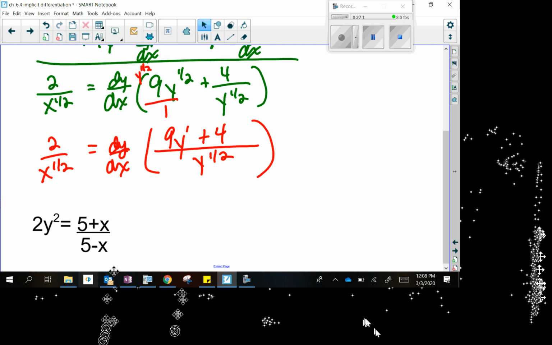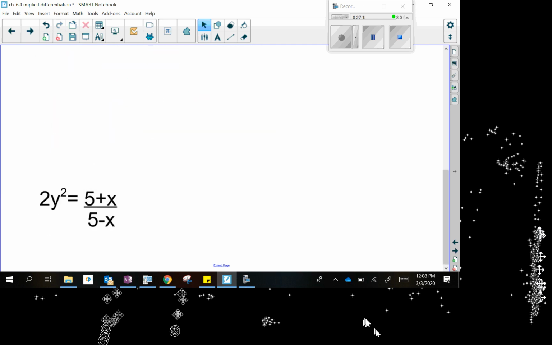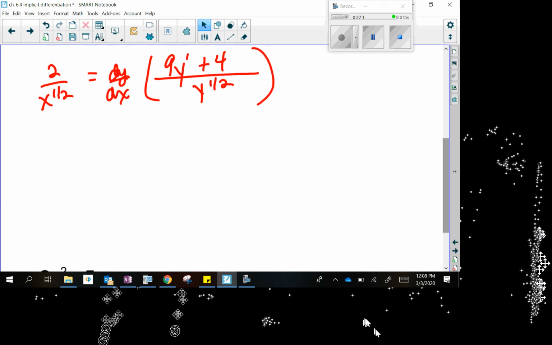So now we can divide and we can do a keep, change, flip, right? Another way you can think about it, we can do the keep, change, flip, but the other thing you're doing is you're really just multiplying by the reciprocal. Does that make sense? Okay, so we're really multiplying by y to the 1/2 over 9y plus 4, okay?